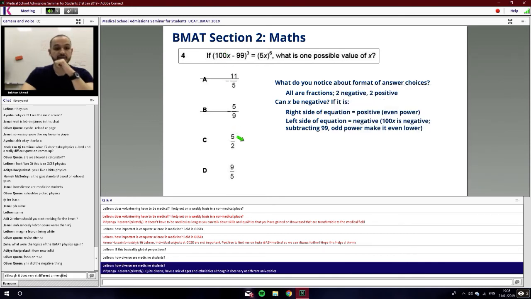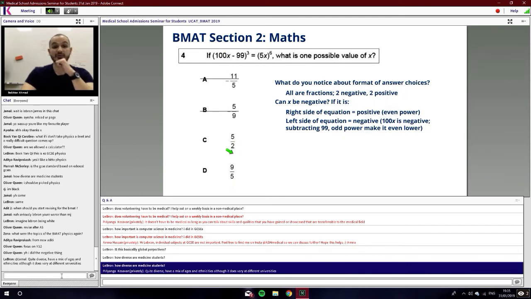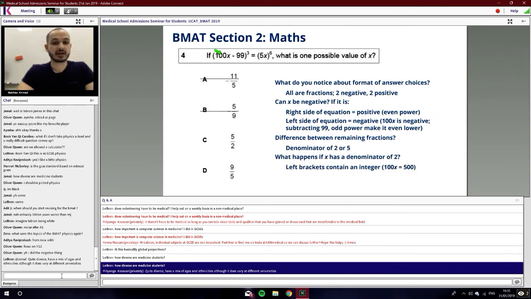So you've got 5 over 2 or 9 over 5. And again, it seems complicated, but there's a little trick. With BMAT, it's all about using little tricks like this. So have a look at where it says 100x. If x was 5 over 2, that would become something like 500, okay? Whereas if x was 25 over 5, in which case, if you do 25 over 2 and then do that to the power of 6, you're not going to get an integer anymore. You're going to get something with a decimal place, like, I don't know, it'll go on forever. So C can't be correct either.